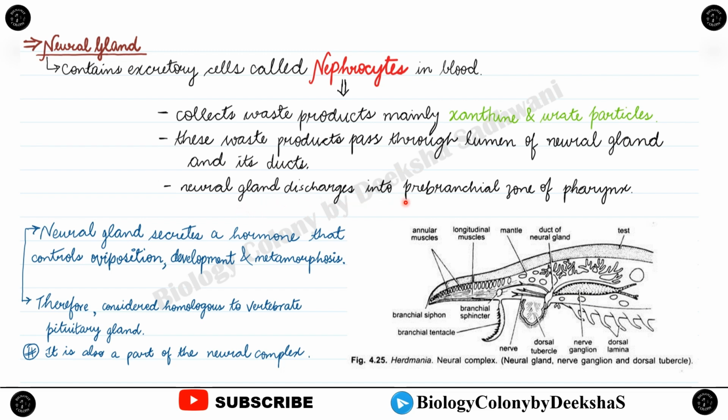So the neural gland discharges its waste products into the prebranchial zone of the pharynx. So this here is the prebranchial zone region where the waste products are discharged from the neural gland. Now, the neural gland secretes a hormone that controls oviposition, development and metamorphosis. And therefore, it is considered homologous to the vertebrate pituitary gland. It is also a part of the neural complex, as I mentioned before, as the neural complex is made up of neural gland, nerve ganglion and dorsal tubercle.